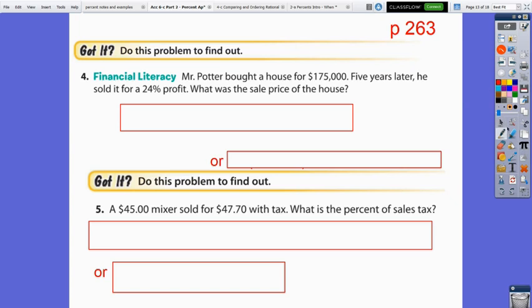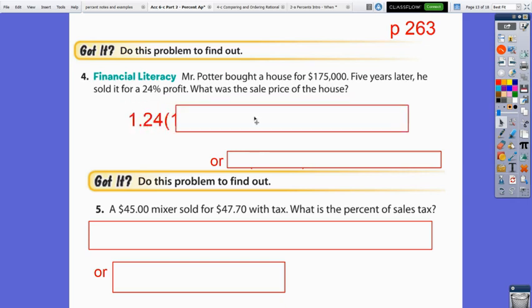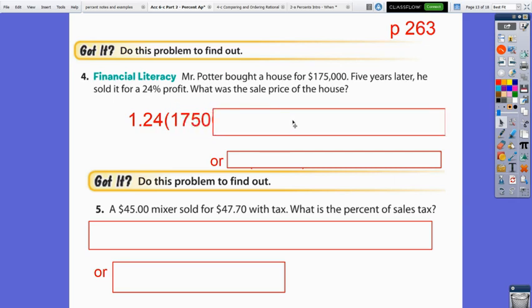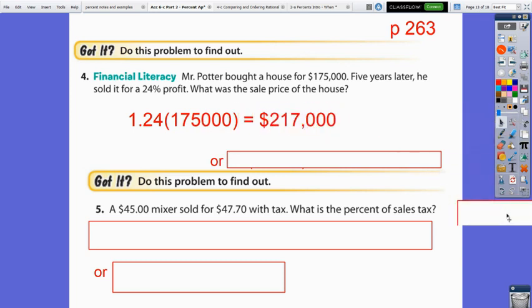Mr. Potter bought a house for $175,000, and then he sold it for a 24% profit. So in this case, 24% profit means he made an extra 24% of what the house was originally worth. So what did he sell the house for? He added 24% to the cost. Again, this can be done in one step or two steps. The faster way is one step: multiply 175,000 by 1.24. That's 124% of the original price, and that gives you a price of $217,000.